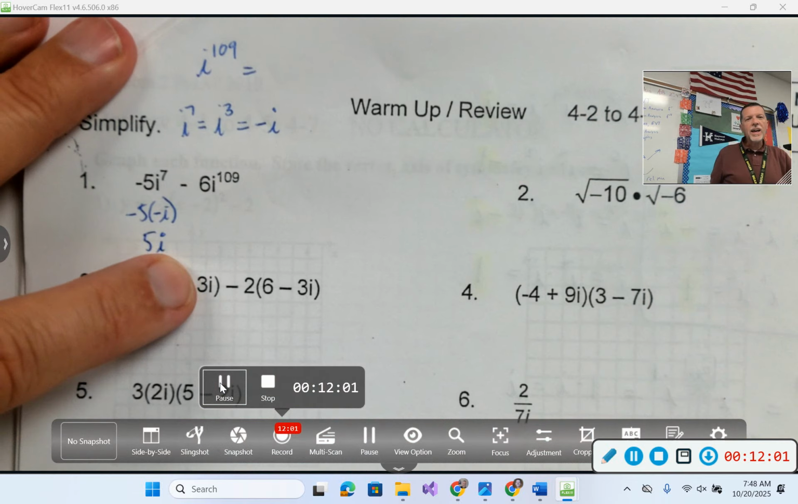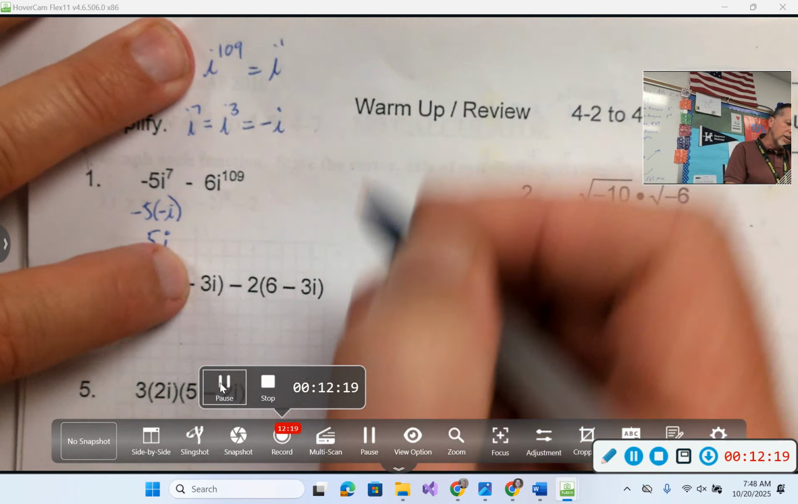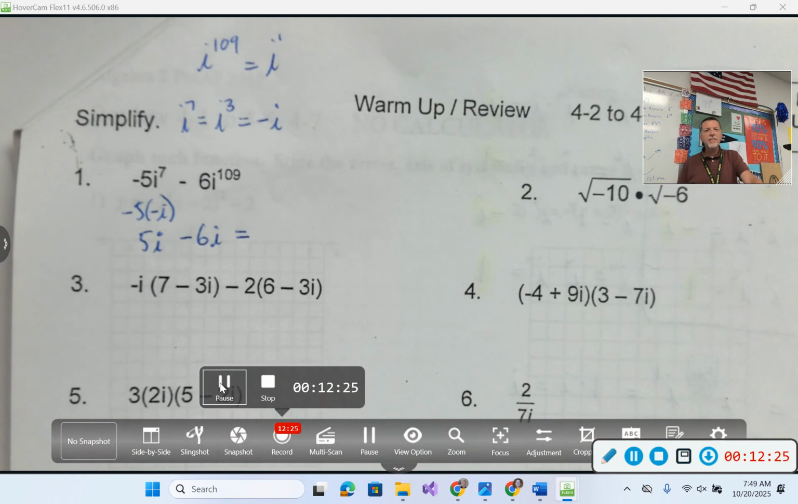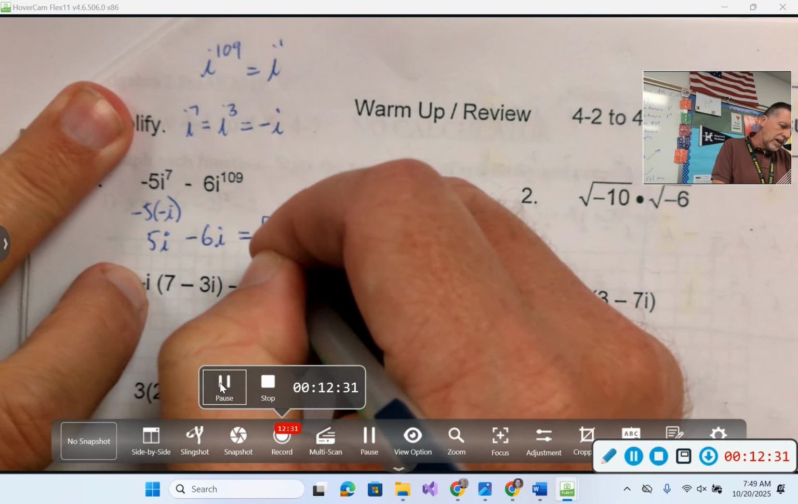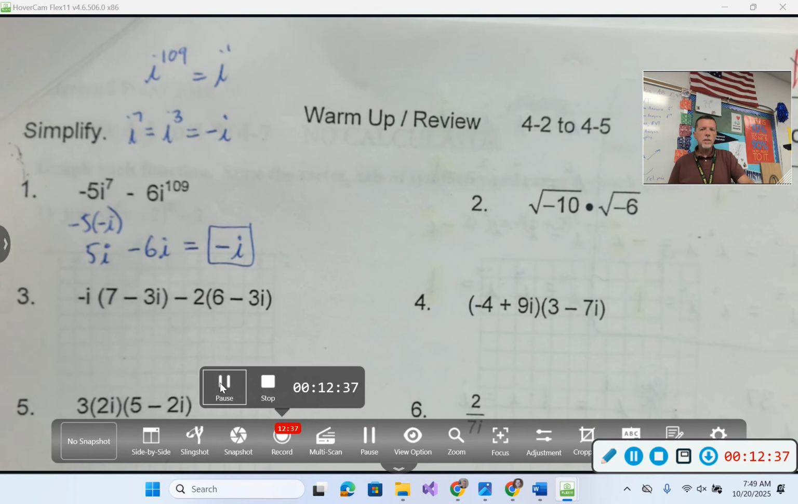i to the 109. Do you know how many would be left over? What the remainder would be if we divided by 4? 1. Good, because 100 is a multiple of 4, which means 104 is a multiple of 4, which means 108 is a multiple of 4. So we'd have 1 left over. So i to the 109th is the same thing as just i. And 5i minus 6i would be negative i.